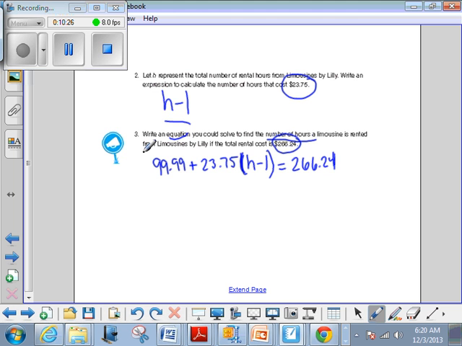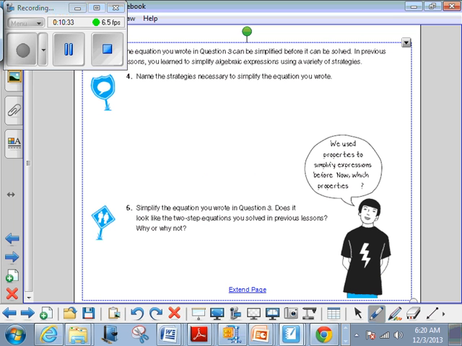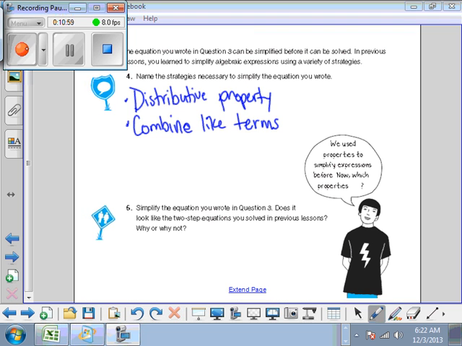So looking at number 4, it says the equation you wrote in question 3 can be simplified before it can be solved. In previous lessons, you learned to simplify algebraic expressions using a variety of strategies. So 4 says name the strategies necessary to simplify the equation that you wrote. So go ahead, pause the video, and write down the strategies that you would use to simplify this expression. Okay, so the strategies that you would need to use, hopefully they're the same as what you have. It's the distributive property, so that you can rewrite the equation without parentheses, and then combine like terms.